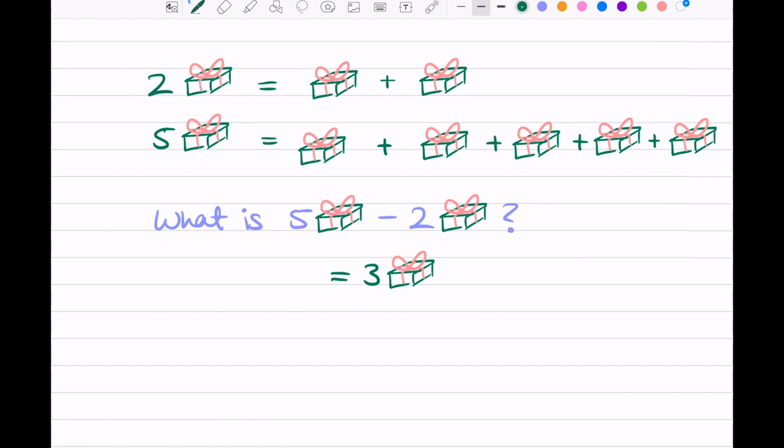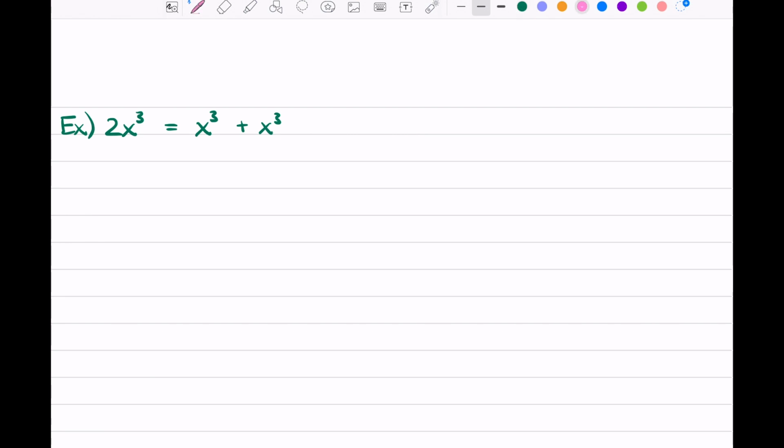So this idea of a variable just being a thing and that we're just adding and subtracting things, that's going to be really important in this video. So let's continue with this idea in the next example. Here, instead of 2x, we're going to look at 2 times x to the third power. And this is equal to x to the third plus x to the third. So similarly, we can think of this as having 2 x to the thirds.